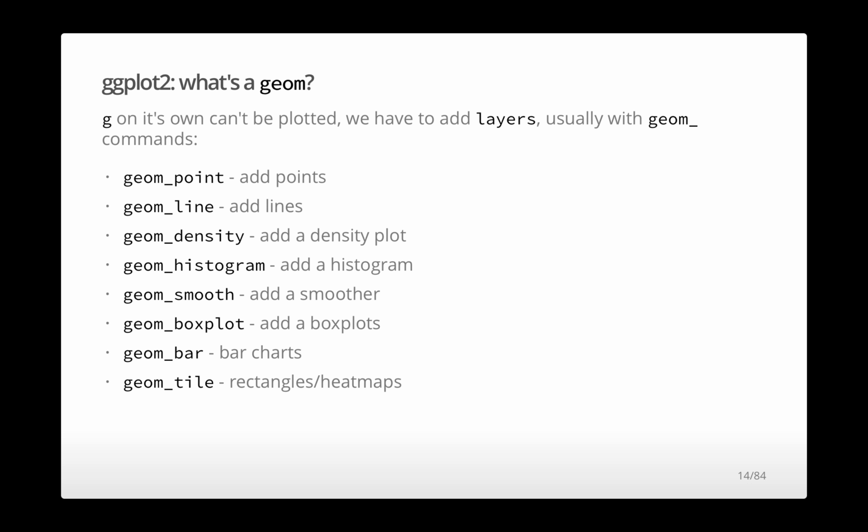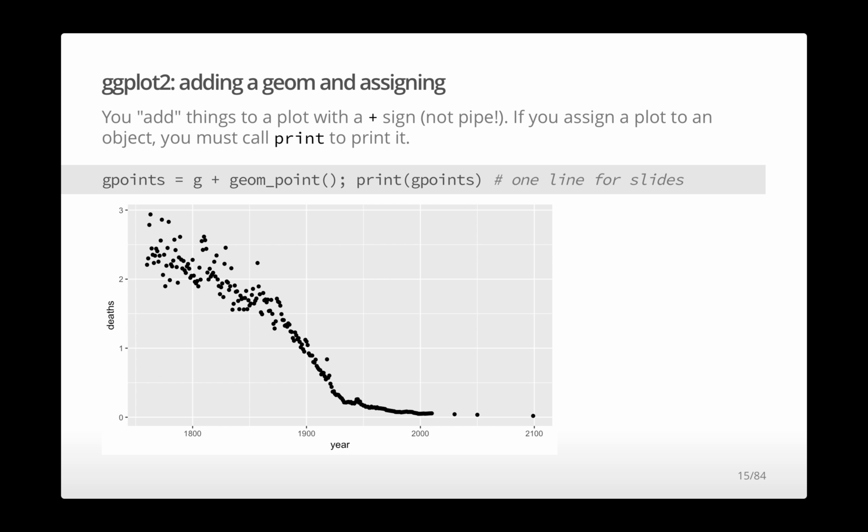And the way you add this to the plot is by literal addition. So G, we saved that before. We said, I want to save this as g_points. If I run this command, remember, when you assign something in R, it doesn't automatically print it, right? So when you say x equals 5, it doesn't print anything out. But when you say x, it prints the number 5 out, right?